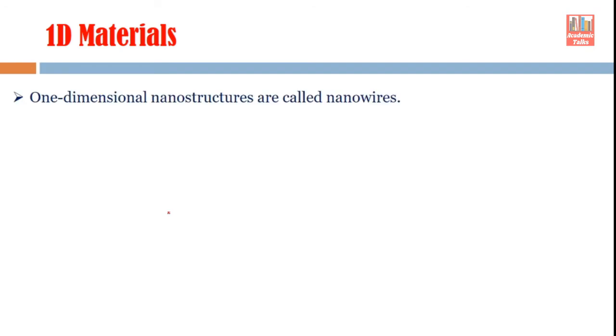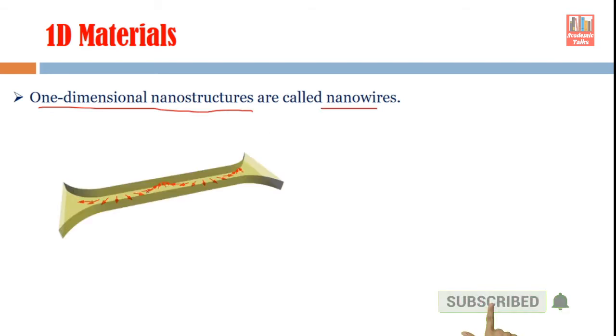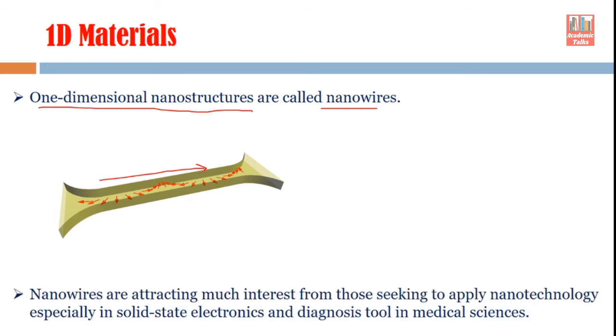The 1 dimensional nanostructures are actually nanowires. So they look like this. This is one representation of a 1 dimensional nanostructure, and here you can see the electrons or whatever carriers are there, electrons or holes, they can travel only in one direction. In the other 2 directions they are confined because they are not free to move in those 2 directions.